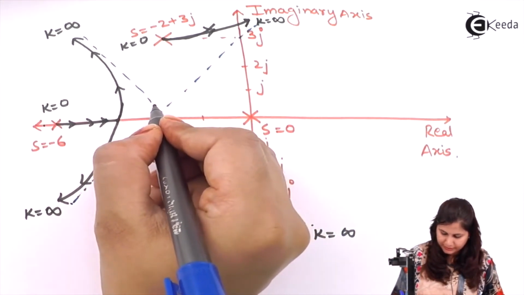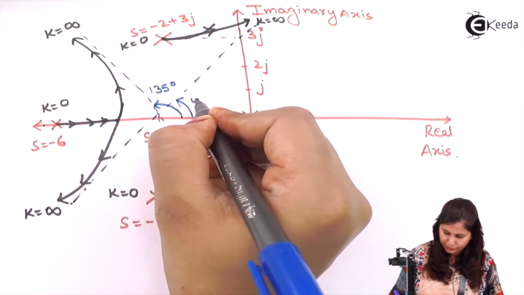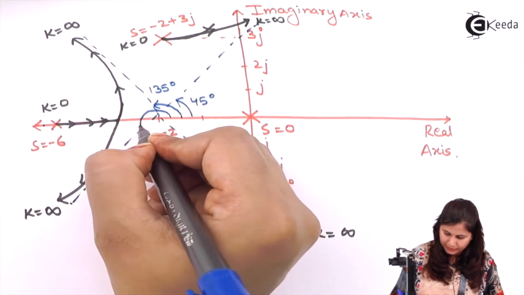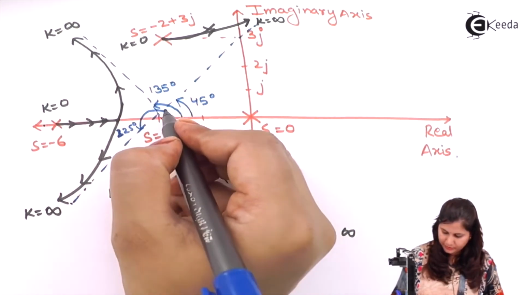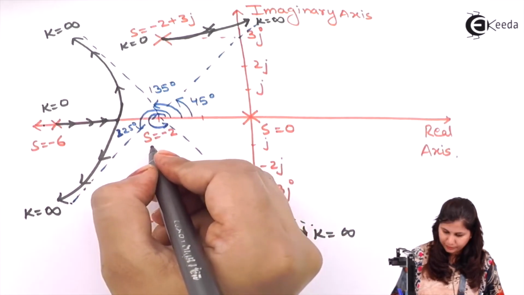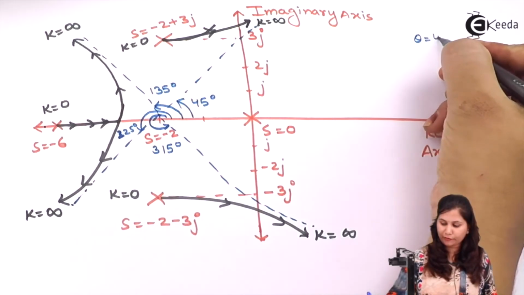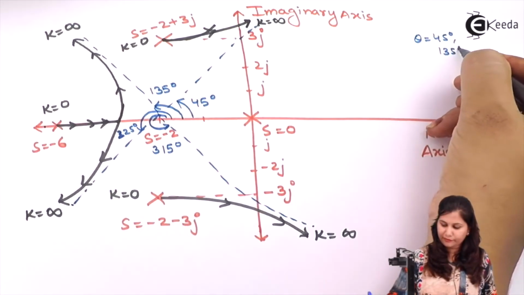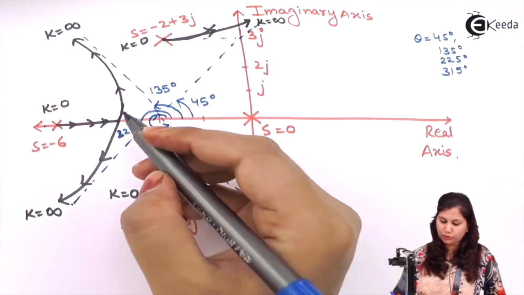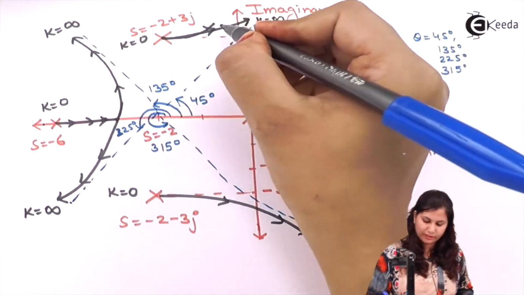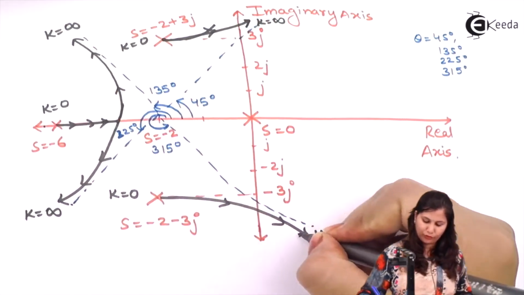These asymptotes are making the angle. This asymptote will make an angle 135 degrees. This will make an angle 45 degrees. This will make an angle 225 degrees. And this asymptote, it's going to make an angle 350 degrees. Because we were having values of theta: 45, 135, 225, and 350. So these are the 4 asymptotes. One for this, second for this branch, third for this branch, and fourth for this branch.